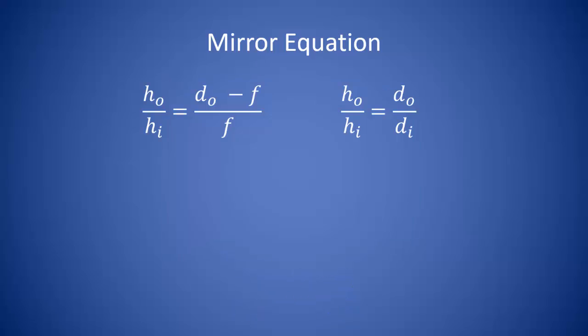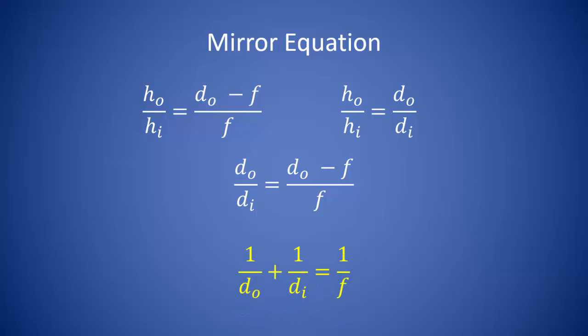Now we can take our two new equations and combine them so that the ratio of the object distance to the image distance is equal to the ratio of the difference between the object distance and the focal length to the focal length. We can do this because both expressions have the ratio of the object height and the image height in them. While this might not look much better at first, we can divide everything by the object distance and end up with what is known as the mirror equation. So the inverse of the object distance plus the inverse of the image distance is equal to the inverse of the focal length.